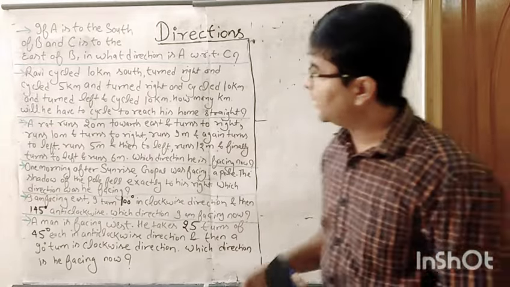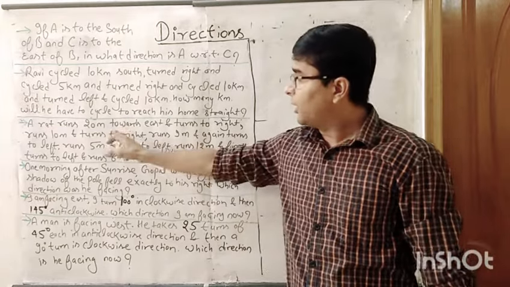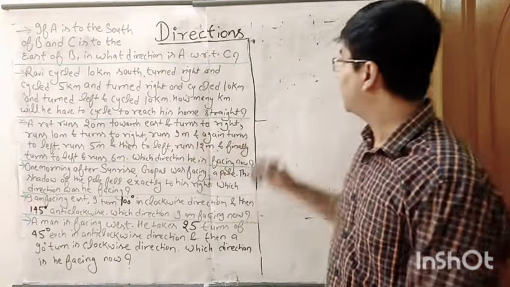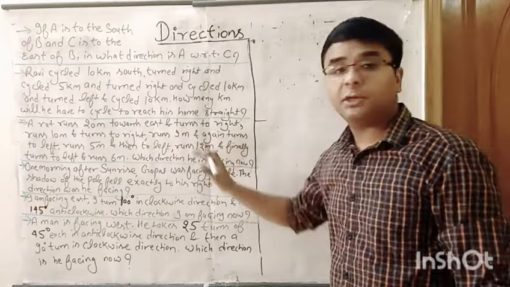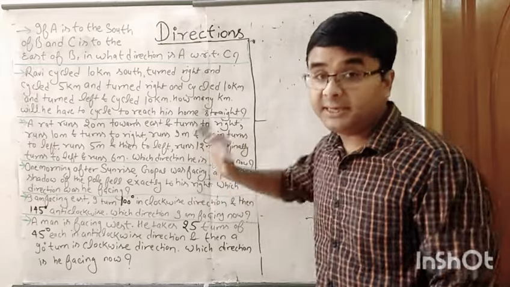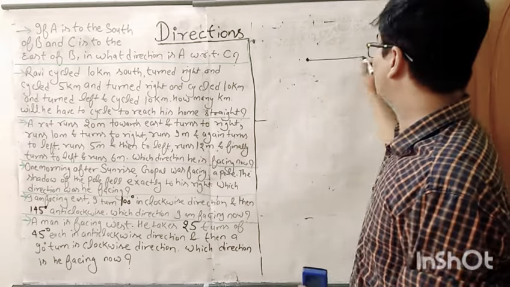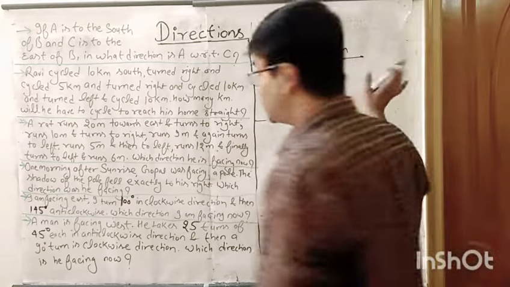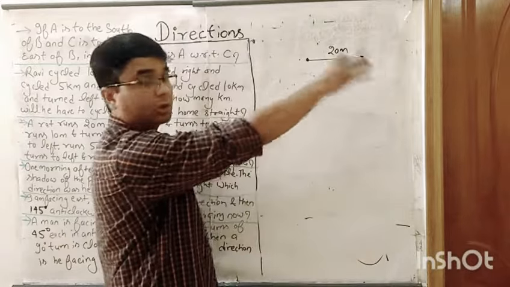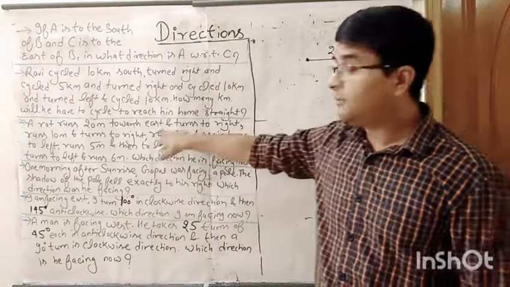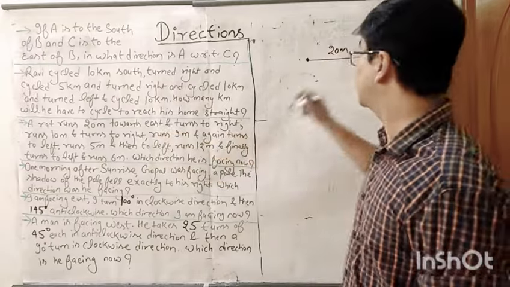The next one is a rat runs 20 meters towards east and turns to right. Let us begin one by one. What is it saying? A rat runs 20 meters towards east. Here is the position of the rat. 20 meters towards east. East means right. This is how 20 meters. It has reached here. Towards east, that means the facing is now eastward. And turns to right, and when he reaches there he turns to right.